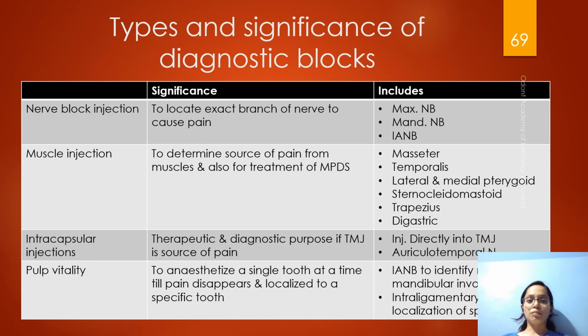Okay. The types and significance of the diagnostic block is that if it is a maxillary nerve block, mandibular nerve block or IANB, we can find if the pain was from that particular region. If muscle injection is something that we are doing, it can be used for treatment of MPDS. So masseter, temporalis, the particular muscles, lateral and medial pterygoid, all of that will be injected. Then in the intracapsular regions of the TMJ, if it is a source of pain, then the injection can be directly done there. And the pulp vitality testing by anesthetic test, we have already talked about it.